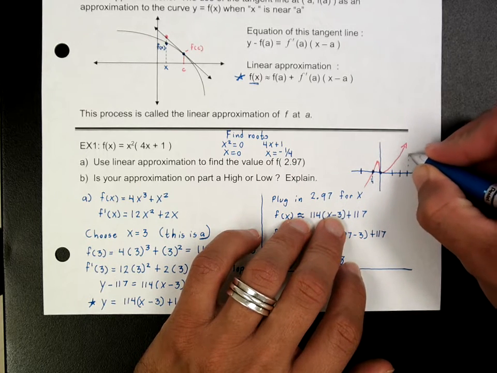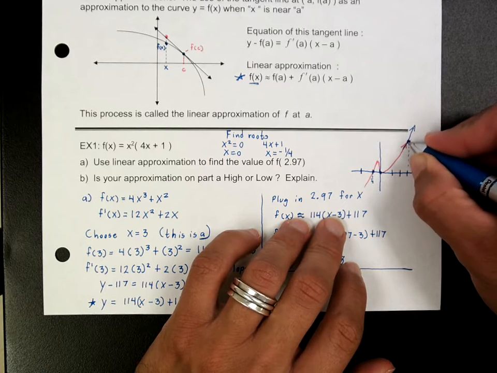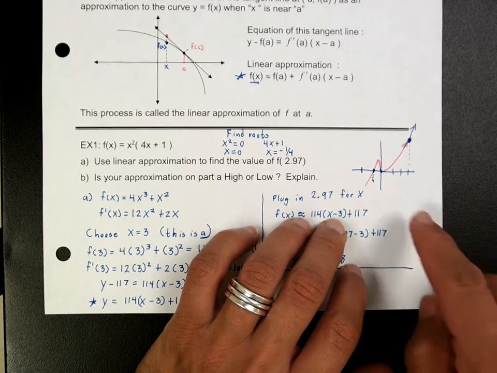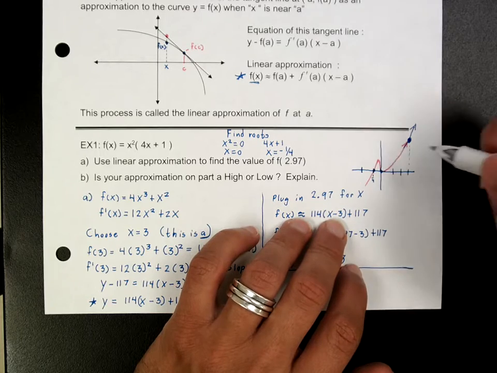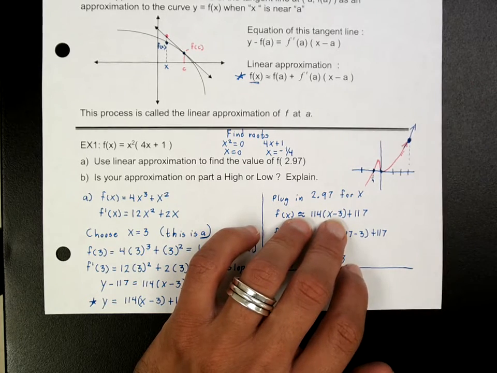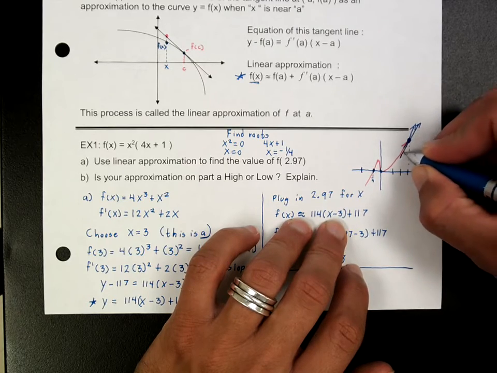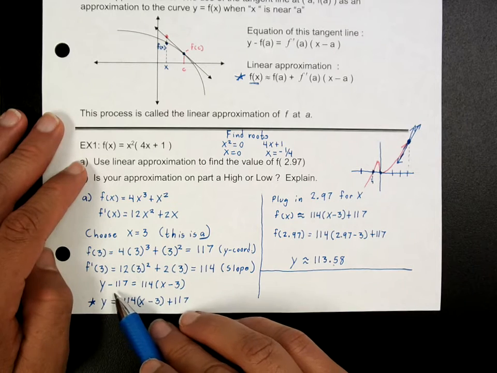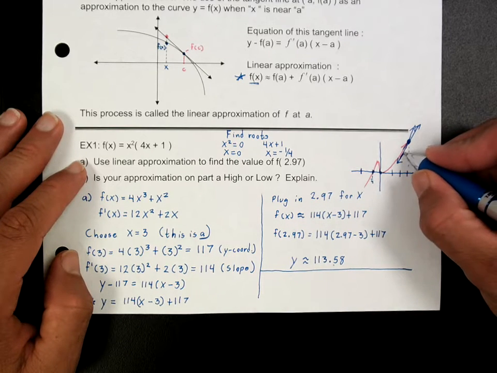Now, because of that, 2.97. Let's say that 2.97 is over here somewhere. Or sorry, this is 3. So let's say that 3 is right here. Okay. So my approximation, this line right here is this line that I got right here. That's the equation of that line. And the value that I got was right here somewhere.